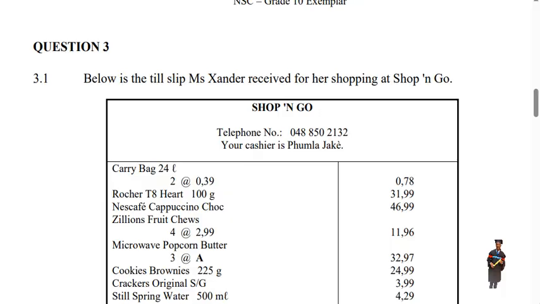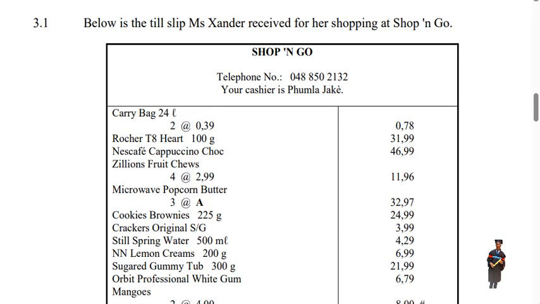Let's quickly do this till slip together, real quick. They are saying below is the till slip Miss Shanda received for her shopping at Shop and Go. Okay, we have our till slip here. You will always find the name of the shop on the top of the till slip.